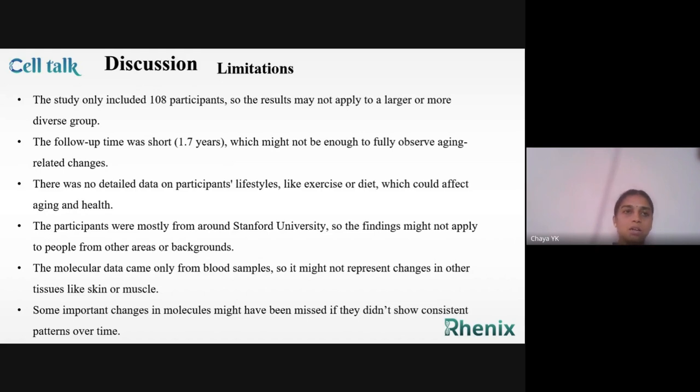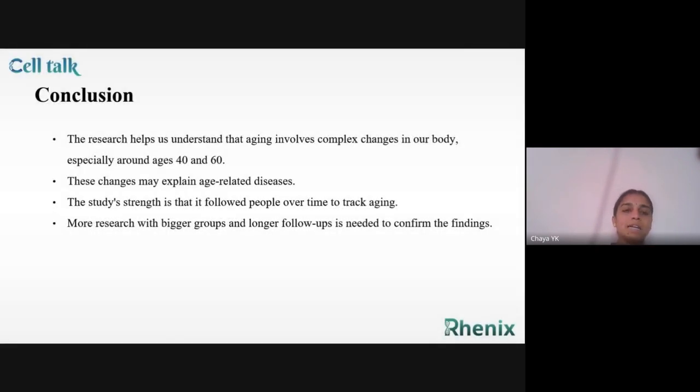And coming to the conclusion, the study reveals that aging involves complex changes in the body with significant shifts occurring around 40 and 60. These changes may help explain why certain diseases become more common as people grow older. A key strength of this research is its approach of tracking individuals over time to better understand how aging unfolds. However, to confirm these findings, future studies need to include larger and more diverse groups of participants and follow them for a longer period.